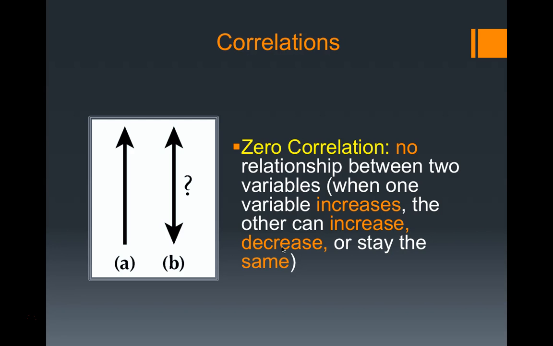And then a zero correlation is when knowing the score on variable A bears no relation to the score on variable B. If it's a high score on A, the score can be high or low or in the middle on B. If it's a low score on A, same thing. No relationship between the two variables. When one increases, the other one can increase, decrease, or stay the same.